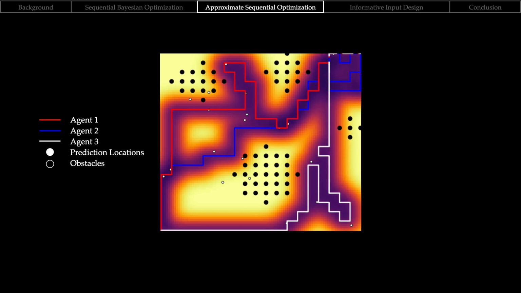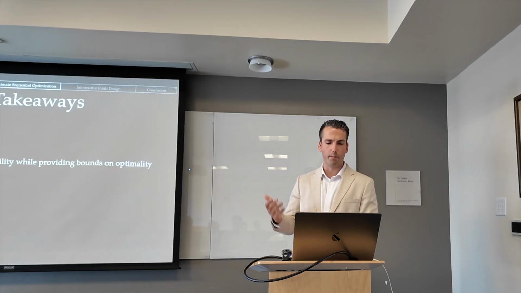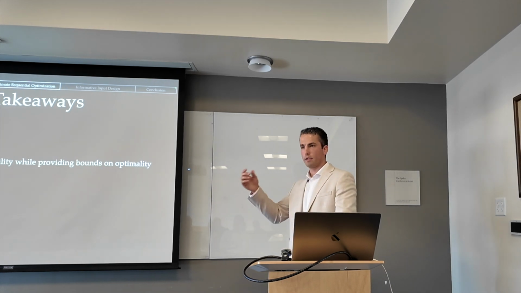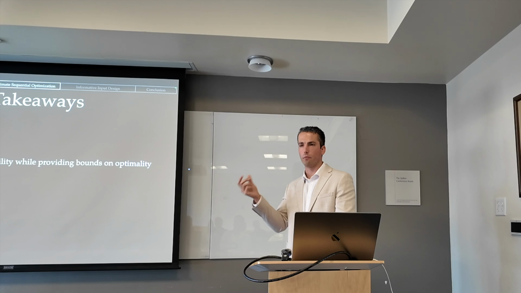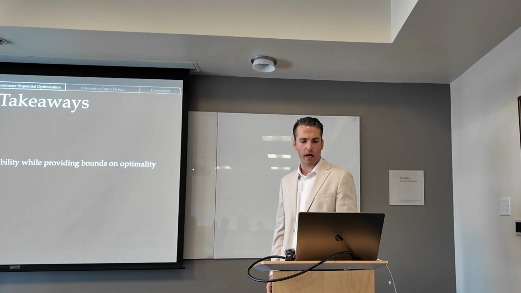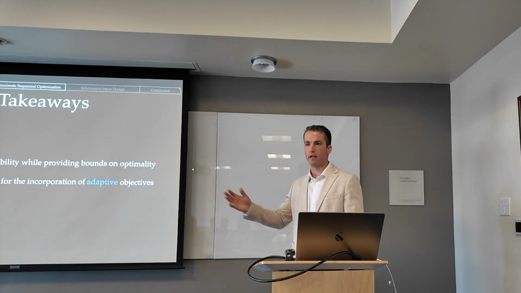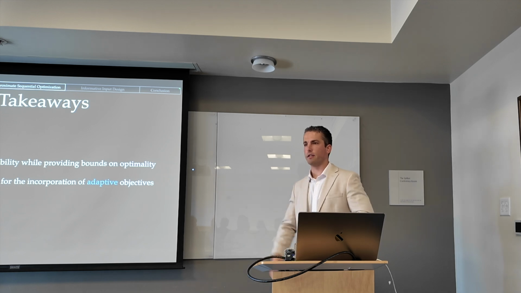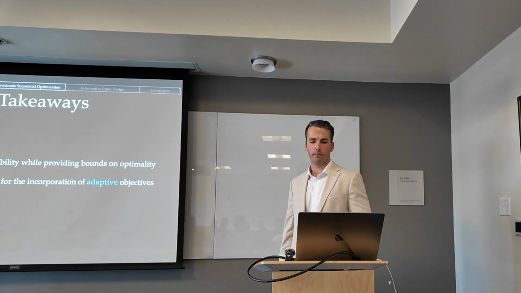So some of the key takeaways here are that these approximations improve scalability while still being able to gauge how well we are actually doing relative to the best possible that we could hope to do. And we can also extend this to other variants of the informative path planning problem as well.